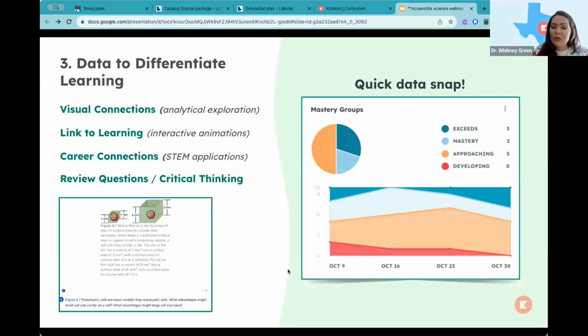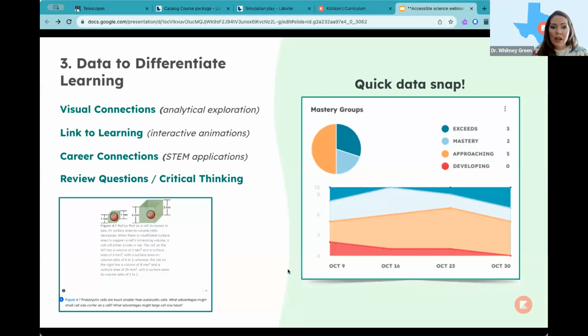Within the curriculum itself, within OpenScience, they're going to have OpenStax, they're going to have links to learning. I love the visual connections. Again, so many of the learners, for myself even in particular, I do better visually. I like to see a representation of it in order to answer a question about it. OpenStax recognizes that. Kiddom then takes those questions, and after they've been answered, we've now developed it to where a teacher can easily have a quick data snap.